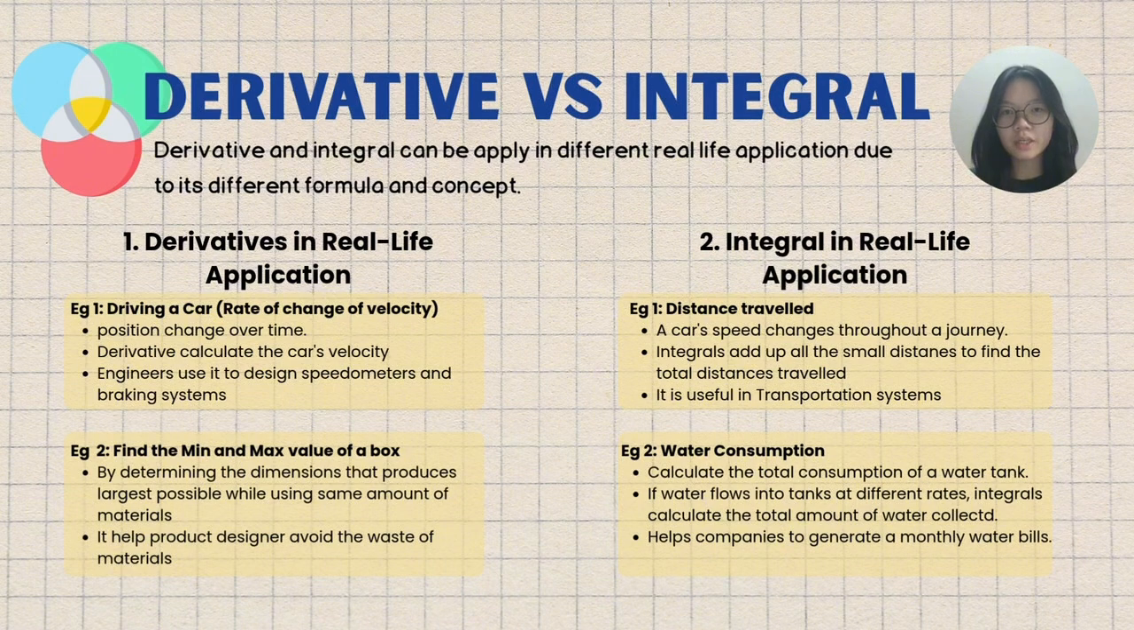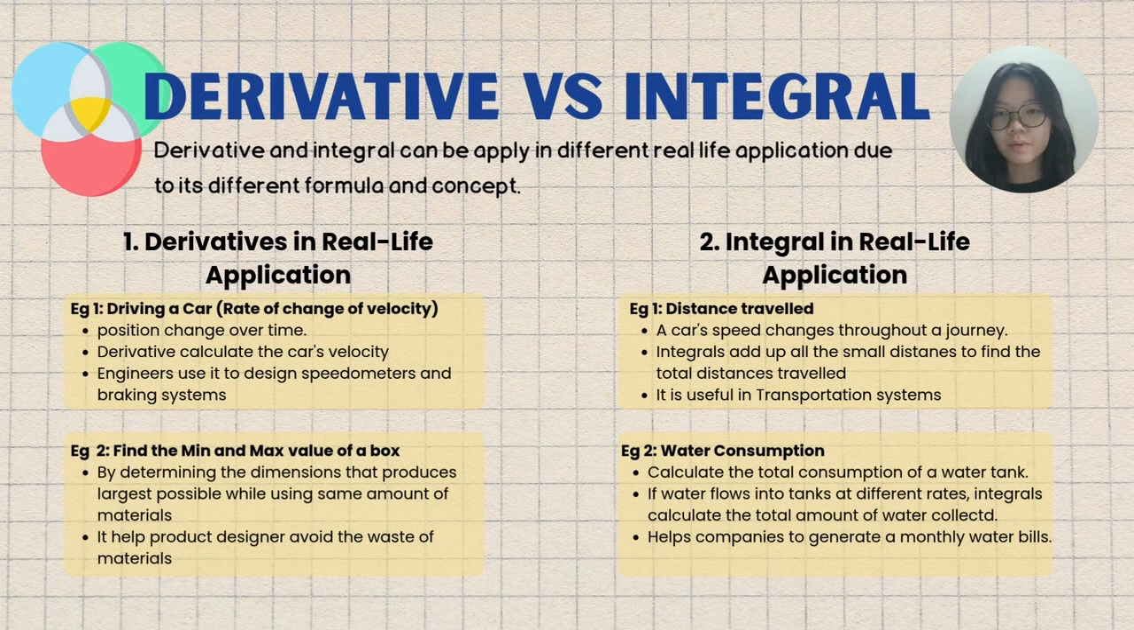Derivative and integration can be applied in different real-life applications due to their different formulas and concepts. The first example for derivative in real-life application is driving a car, which calculates the rate of change of velocity. The position changes over time and derivative can calculate the car's velocity, so it allows engineers to use it to design speedometers and braking systems.